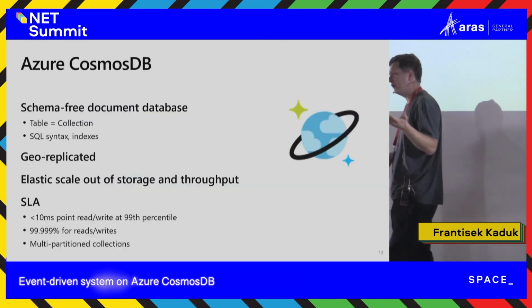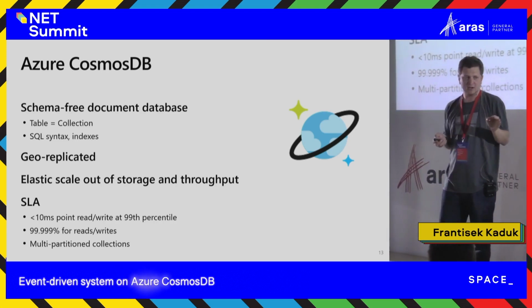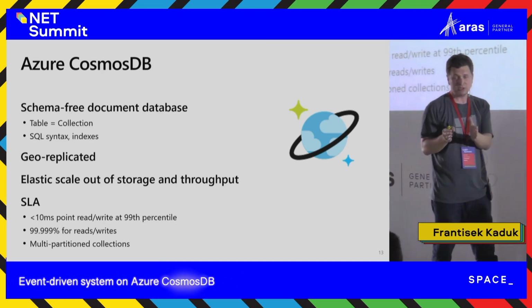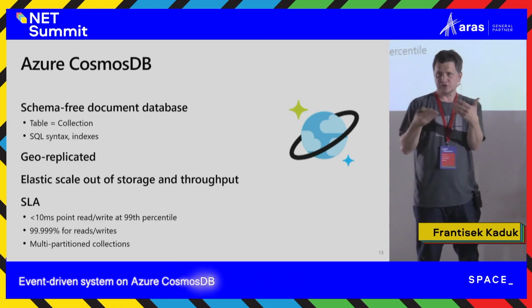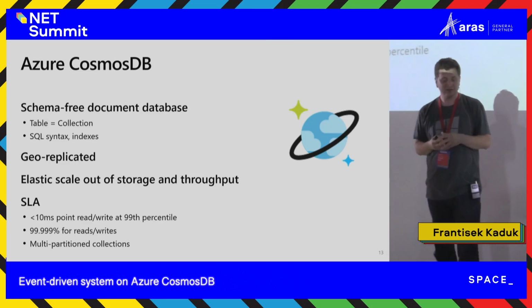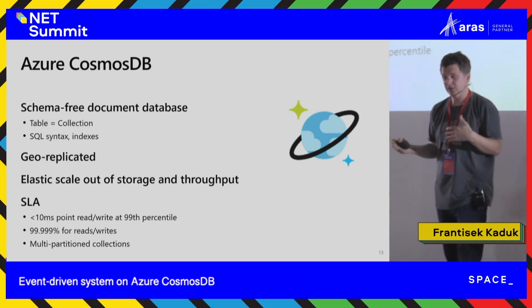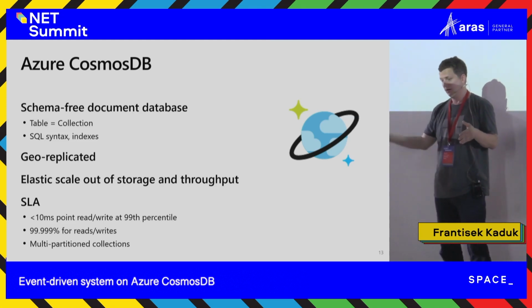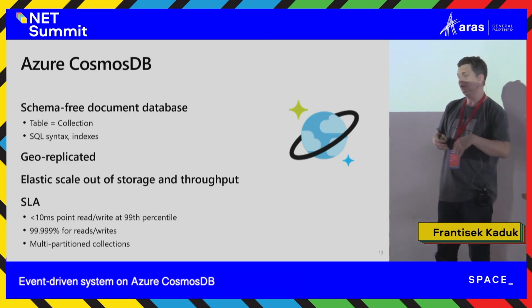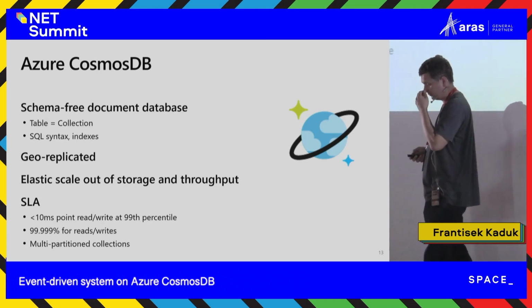And we opted for Azure CosmosDB. Just a short intro. This is basically a schema-free database where one table is basically one collection. In the collection, you can store any JSON document. It supports SQL syntax to some degree, the indexes and so on. A cool feature if you are working on an enterprise application is that it is also geo-replicated. And it's scaling quite nicely with a focus on storage, like size, as well as on throughput.